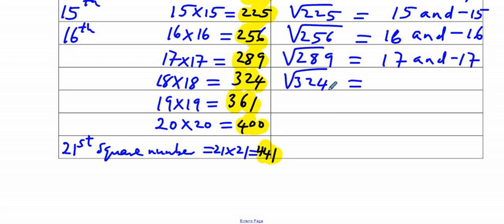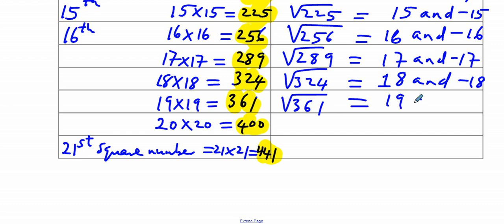For 324, which number multiplied by itself gives you 324? That number is 18 and negative 18. So the number 324 has two square roots. One is 18 and the other is negative 18. Okay, another number is the square root of 361. 361 has two square roots. Those are 19 and negative 19.